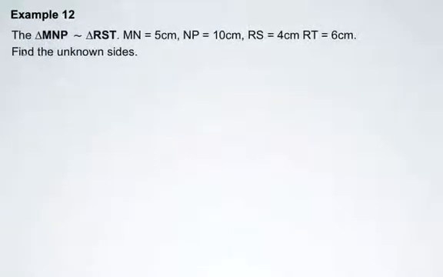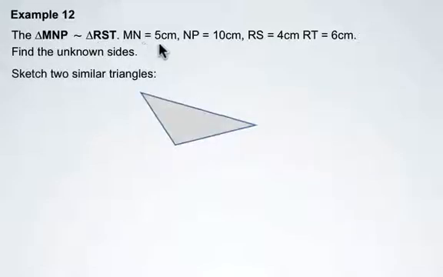In this example, we're given that triangle MNP is similar to triangle RST. We're also given that MN has side length 5 centimeters, NP is side length 10 centimeters, RS is 4 centimeters, and RT is 6 centimeters. We're asked to find the unknown sides.